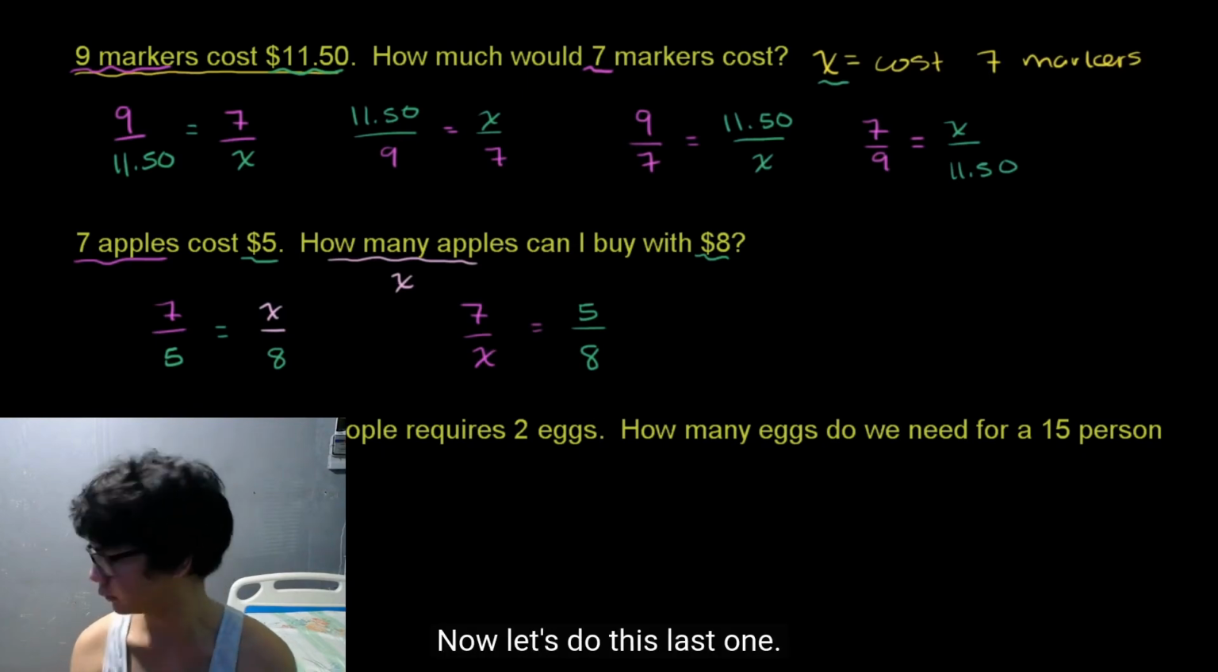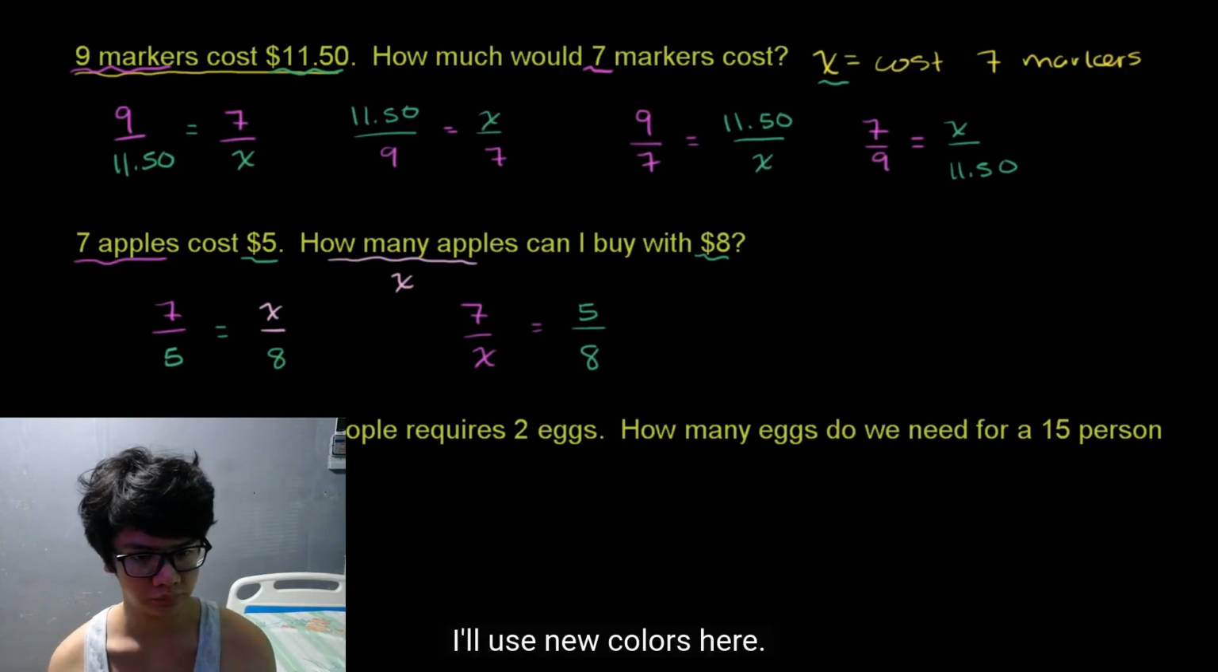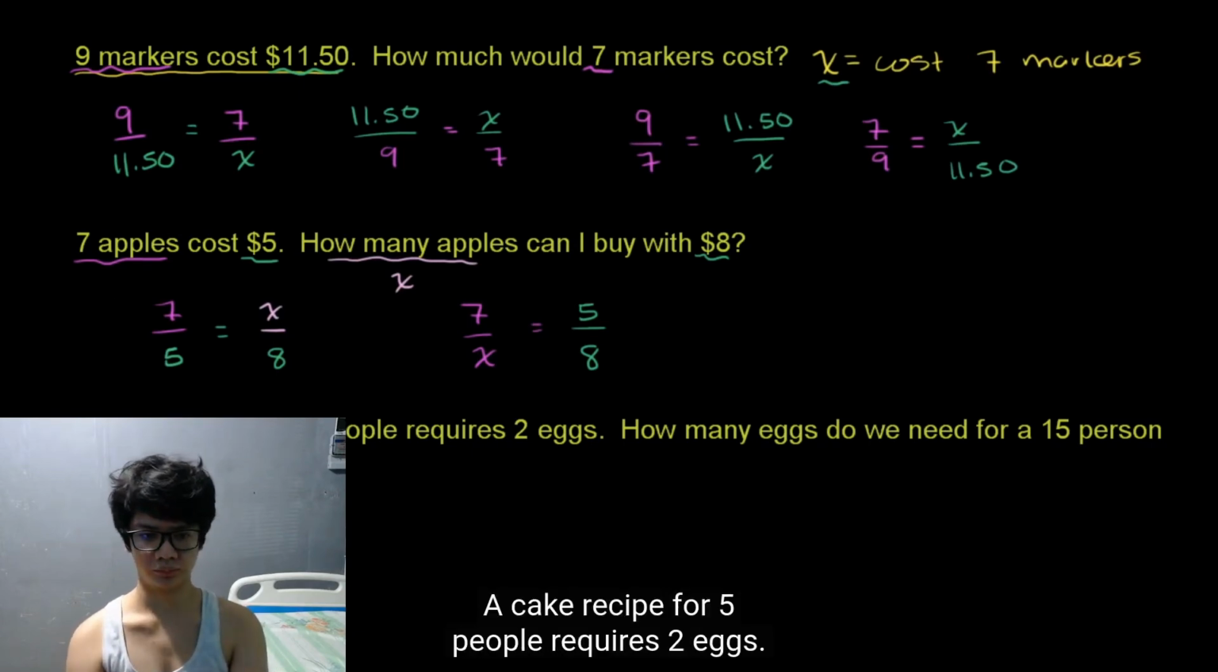Now let's do this last one. So we have a cake recipe for 5 people. I'll use new colors here. A cake recipe for 5 people requires 2 eggs.